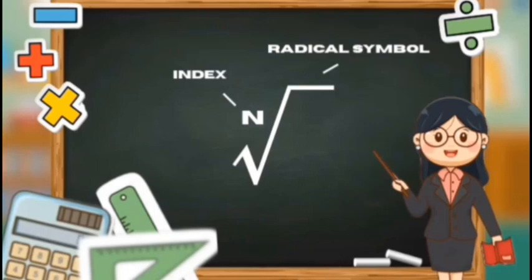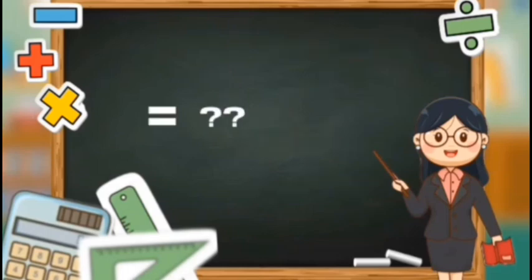So if there's no index shown, it's a square root. The number inside the radical symbol is called the radicand. The radicand is the value we are finding the root of. Lastly, this one is the root. The root is the actual result of the radical calculation. Now, to make things clearer, let's move on to the square root and cube root.